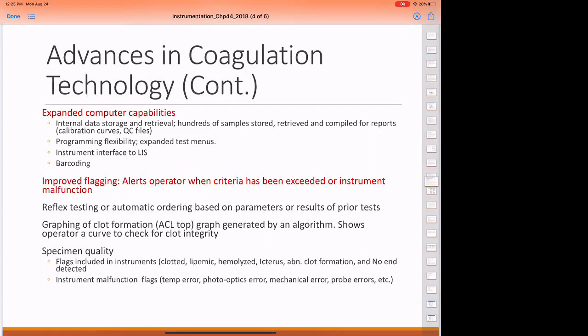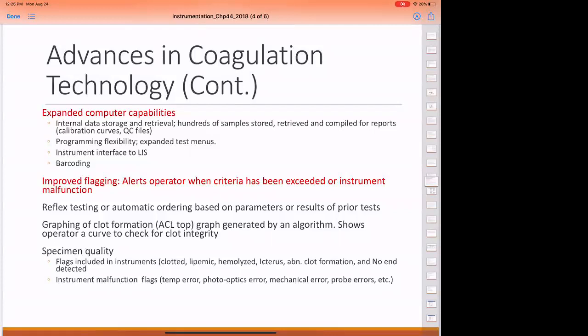They have improved flagging, which means that the instrument alerts the operator when a criteria has been exceeded or the instrument is malfunctioning. It has reflex testing or automatic ordering based on parameters or results of prior tests. It also has the ability to graph the clot formation generated by an algorithm. It shows the operator a curve to check for clot integrity.